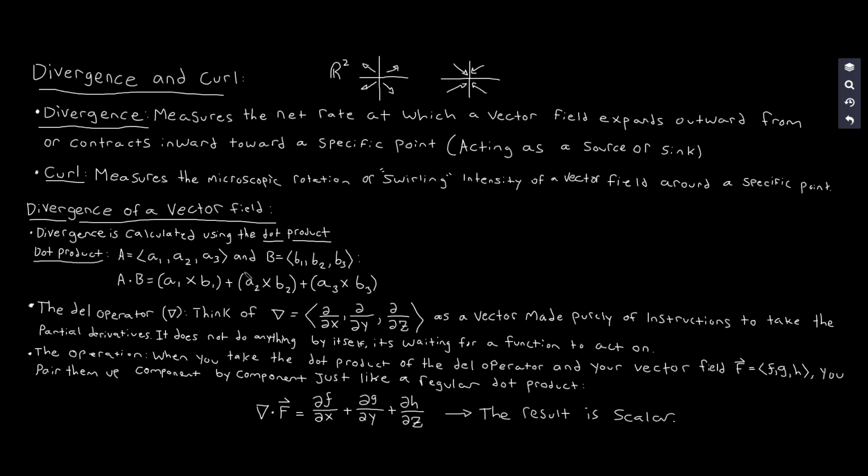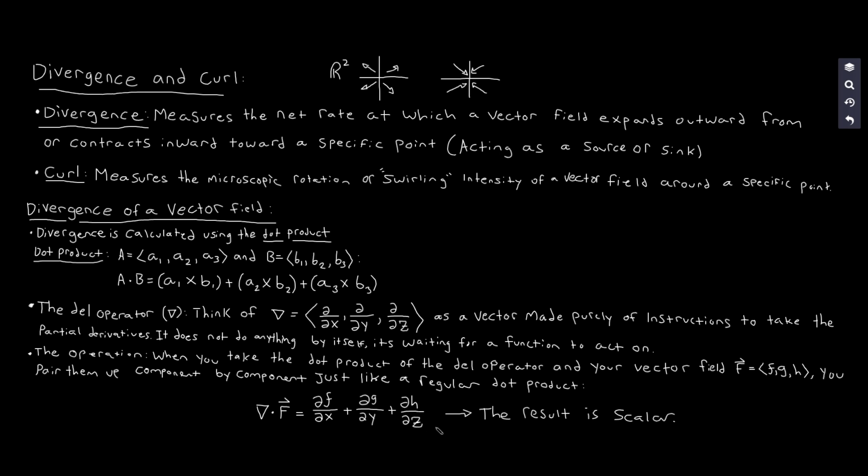And the operation, when you take the dot product of the del operator and your vector field, you pair them up component by component, as you could see with the a sub ones, a sub twos, a sub threes, b sub ones, b sub twos, b sub threes, and then you pair them up, you multiply them, and then you add them. And so here, this is what that looks like.